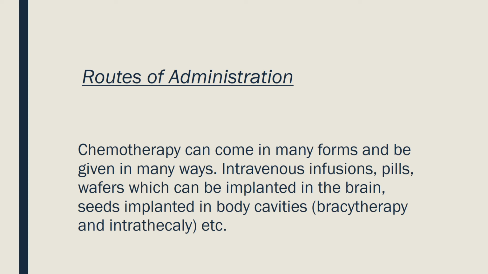The routes of administration for chemo are going to be lots of different ways. There's intravenous infusion, there's tablets, pills, wafers which can be implanted into the brain, seeds implanted into the body cavity, and that's referred to as brachytherapy. That is where they literally implant chemotherapeutic agents into the body. And also intrathecally they can implant chemotherapy.